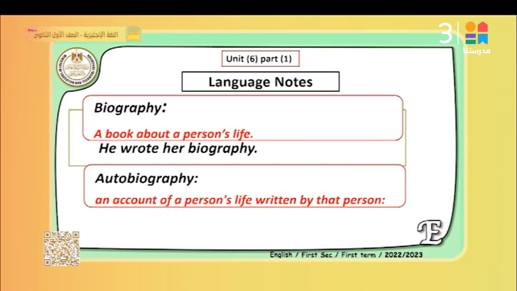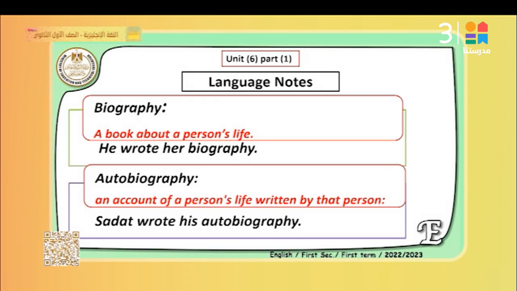Like when we say Taha Hussein wrote his autobiography in a book called الأيام. So Taha Hussein wrote his own autobiography. So it's an account of a person's life written by that person. As we have in this example, Sadat wrote his autobiography.